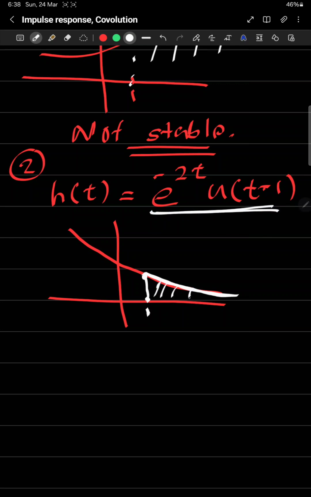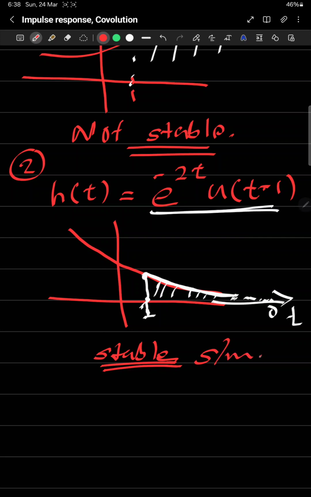So you can see that the area under this graph is a finite value. This point is 1. It's approaching 0. But when t is equal to infinity, you can say that this value is 0. So it's a finite area. So when h of t is absolutely integrable, integral of a waveform means the area under the curve, right? So when it is absolutely integrable, you can say that the system is stable. So the second example we have given is a stable system.